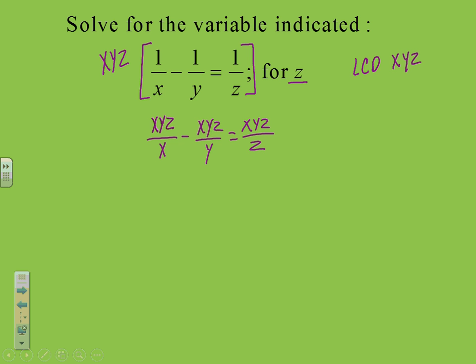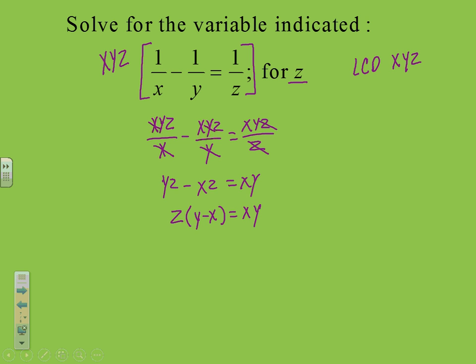equals xyz over z. And we can see this x and this x simplify to be 1. This y and this y simplify to be 1, and this z and this z simplify to be 1. So I'm left with yz minus xz equals xy. Now we're trying to solve for z. On the left side, both of the terms have z, so it's common between both of them, so we can factor it out, and I'd be left with z times (y minus x) equals xy.